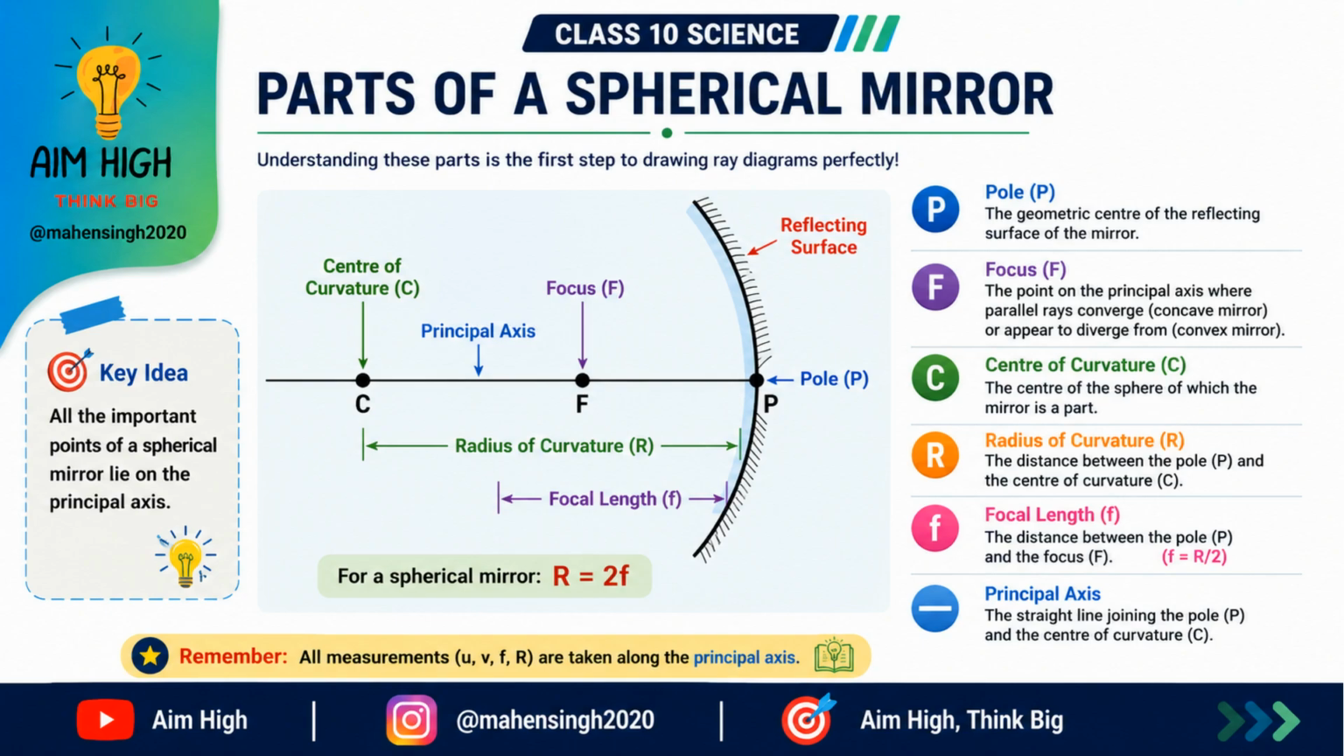The point where parallel rays meet after reflection is called the focus, represented by F. The distance between the pole and focus is known as the focal length.